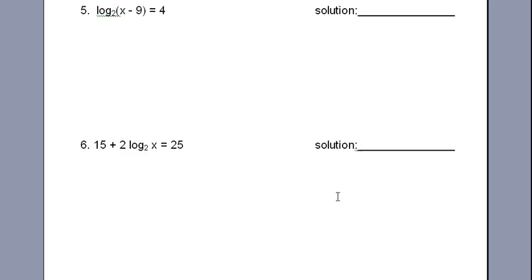Just give myself a little more room for every problem to work. Looking at this, again, first put it in exponential form. So you've got 2 to the 4th is equal to x minus 9. Well, now it looks very solvable. 2 to the 4th is 16 is equal to x minus 9. Add 9 to both sides. So 25 is equal to x. So you come over here.